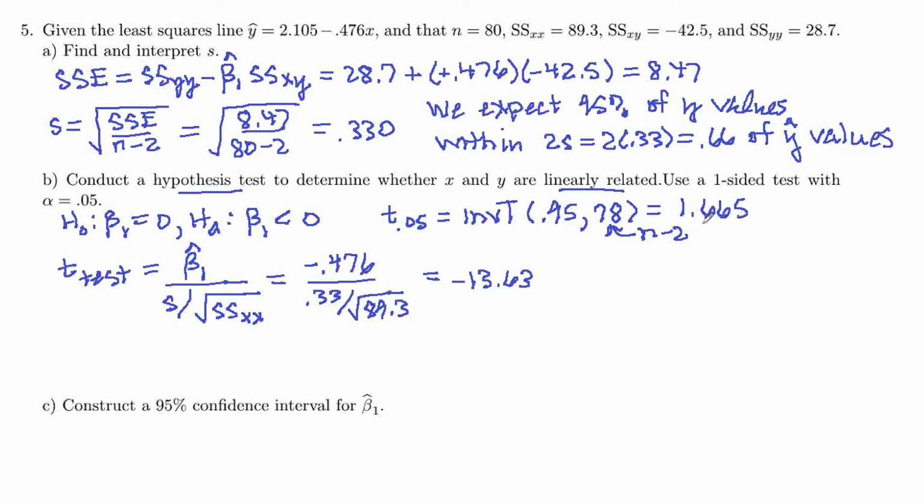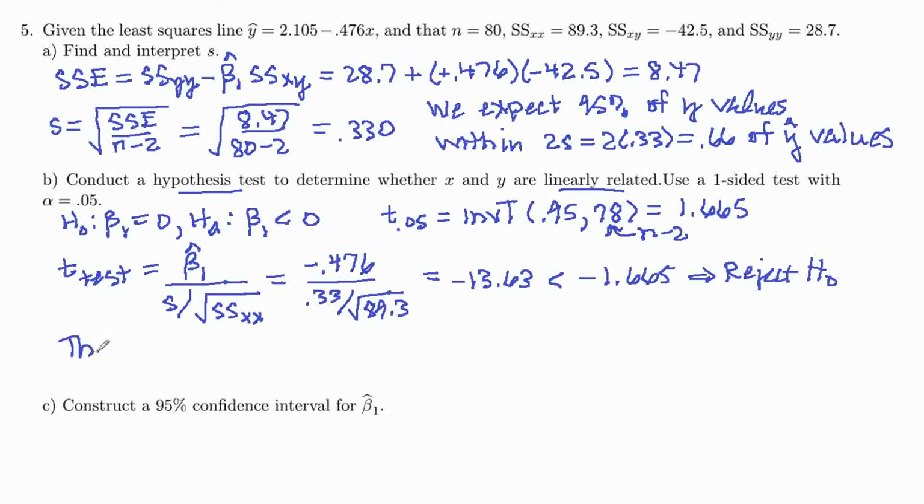And here's our t alpha, our t.05, and this is less than negative 1.665. So it's less than our critical value. So that's telling us that we reject the null hypothesis. So if we reject the null, that means we're going to conclude the alternative.